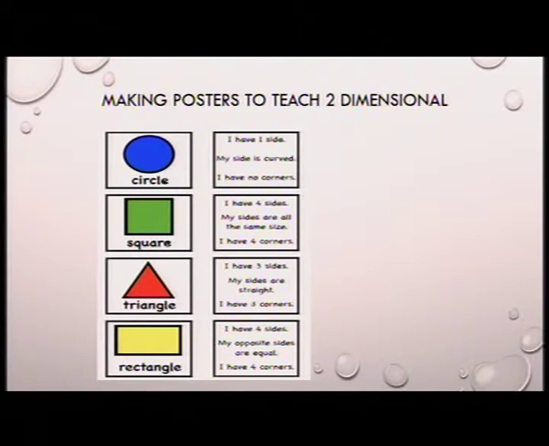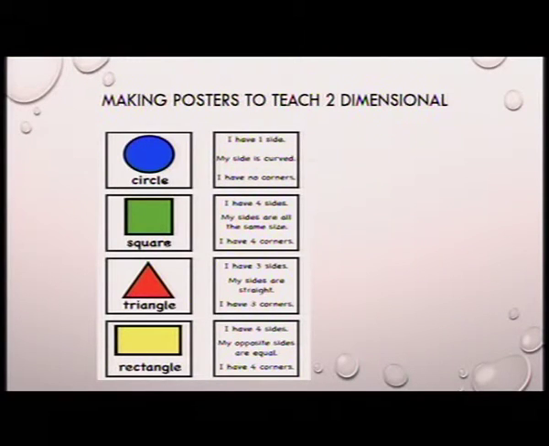So you tell them, please draw for me an object that has one side, that has curves and no corners, and that should be a circle. And then you go over to the square. I have 4 sides. My sides are all the same size. I have 4 corners, for example. That one is a square.